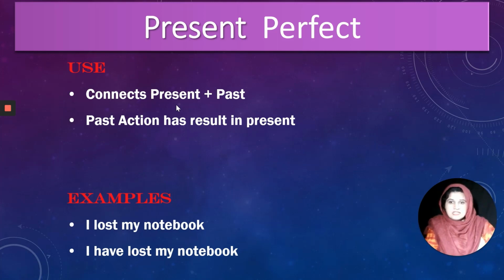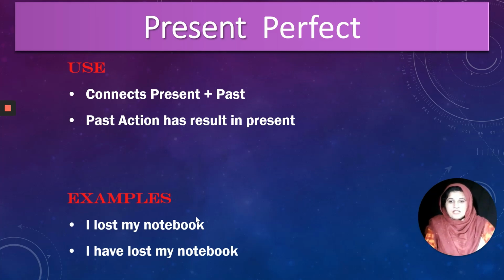So let's see two examples. One example is in the past tense and one example is in the present perfect, and we will see how present perfect tense is different from past tense. In the first example, I lost my notebook. This is the past tense. It means that I lost my notebook and maybe after some time I found it, right?